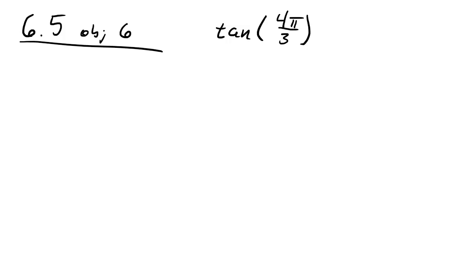So here we're going to be talking about 6.5 Objective 6. This is going to be the last stuff you need to know in order to do that homework on MyMathLab. So here we have tangent of 4 pi over 3, and MyMathLab is going to ask you, first and foremost, where does the terminal side of this angle lie?